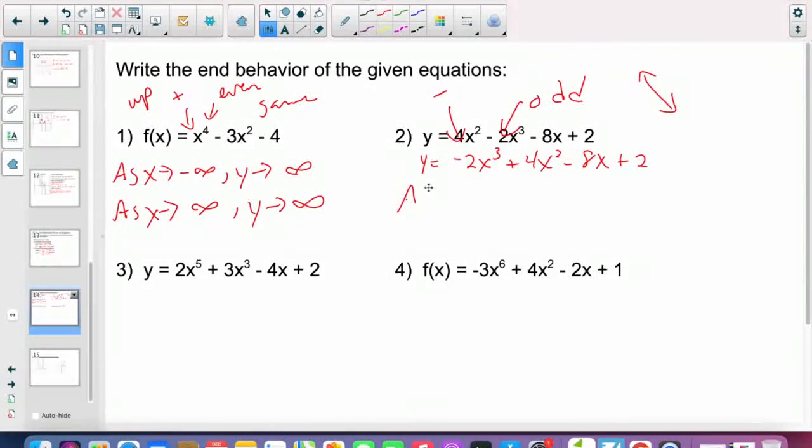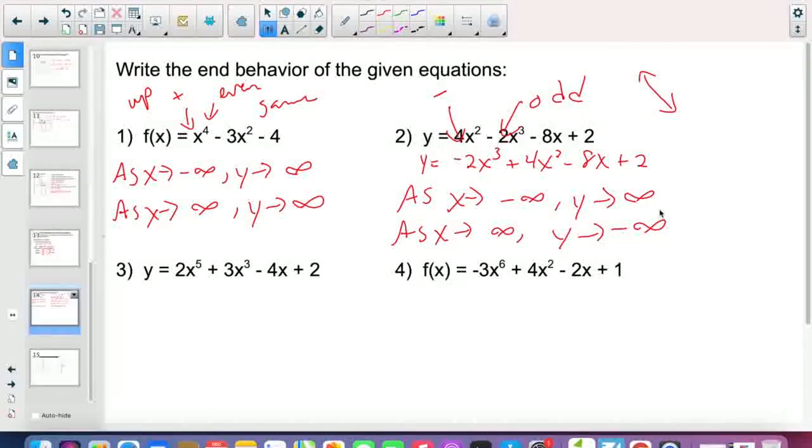So we started out the same way. As x approaches negative infinity, y approaches. And as x approaches infinity, y approaches. As x approaches negative infinity, as x moves left, y is going up. So it's approaching infinity. As x moves right, y is going down. It approaches negative infinity. It is that simple. It's very simple to find end behavior of equations as well as graphs.